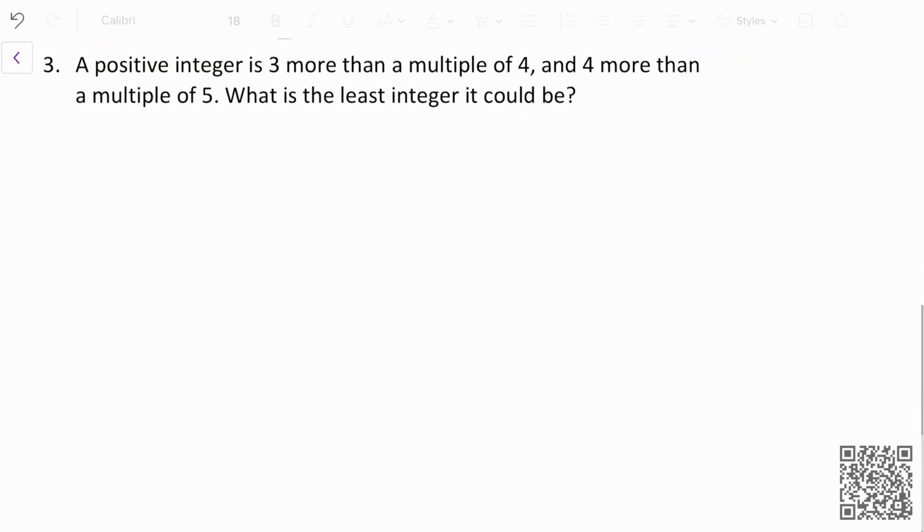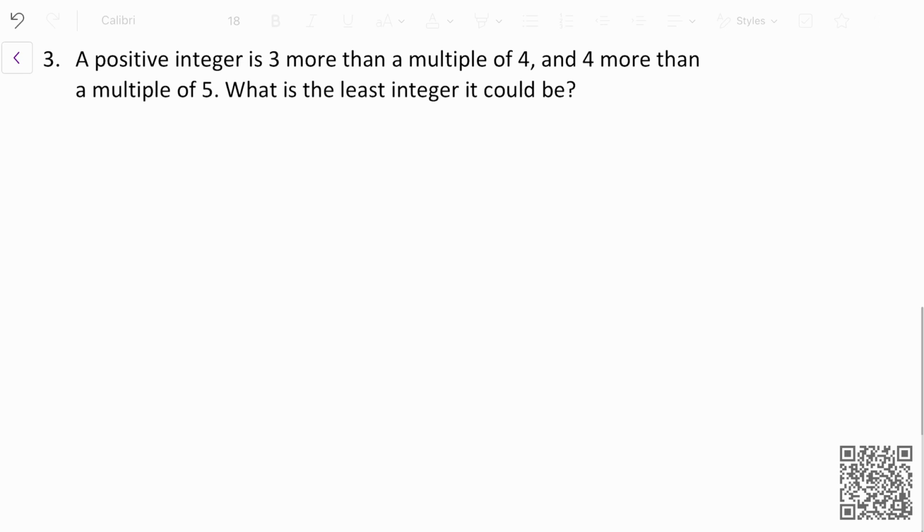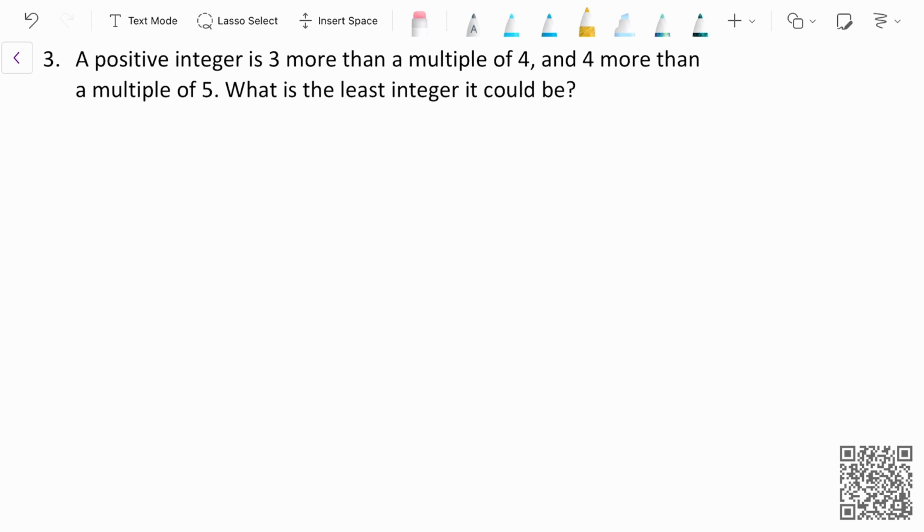Moving on to problem number 3. A positive integer is 3 more than a multiple of 4 and 4 more than a multiple of 5. What is the least integer it could be? So this one is also another LCM problem. You guys can notice here, since y'all are very smart, that 4 minus 3 gives 1, and 5 minus 4 is 1 as well. So basically, we're looking for a number that is 1 less than the LCM of 4 and 5. If we write this into an equation, we would get LCM of 4 and 5, minus 1.